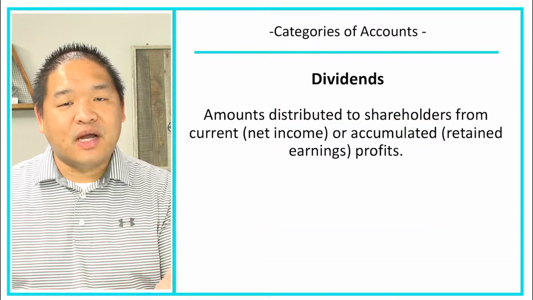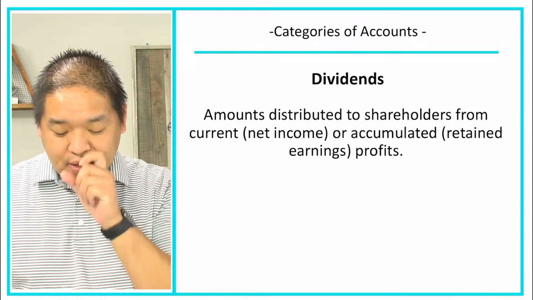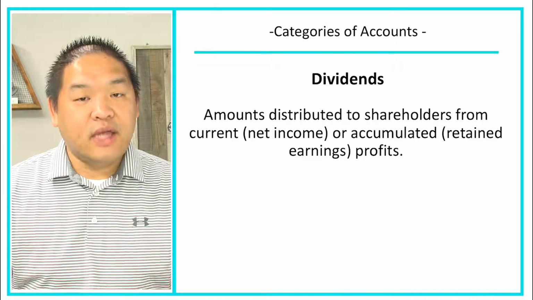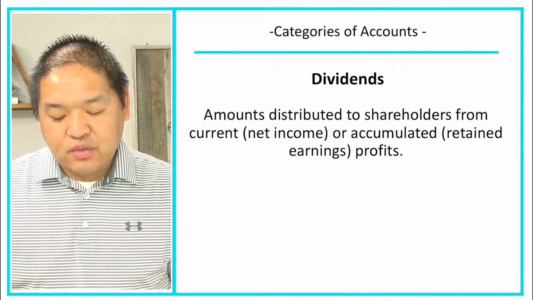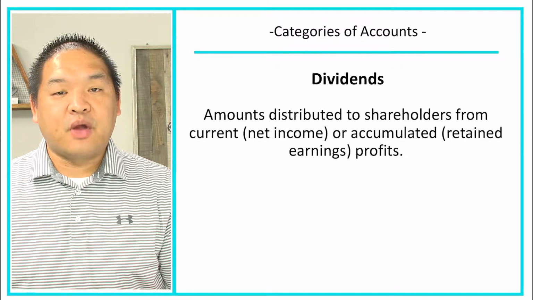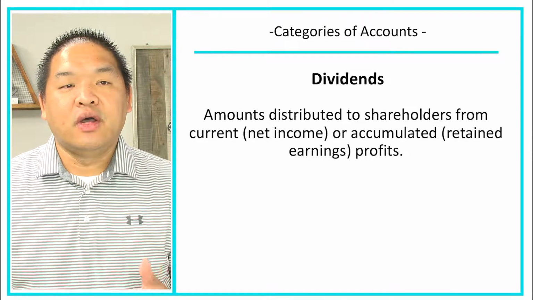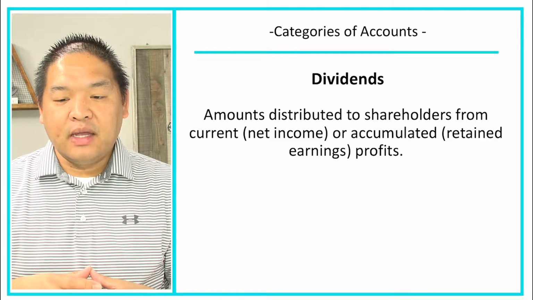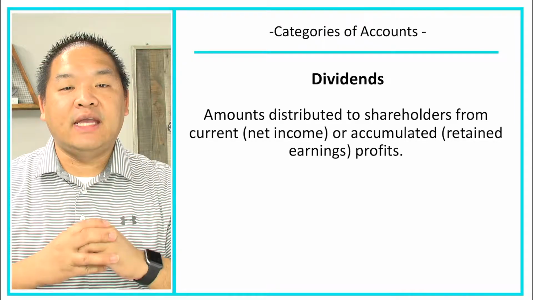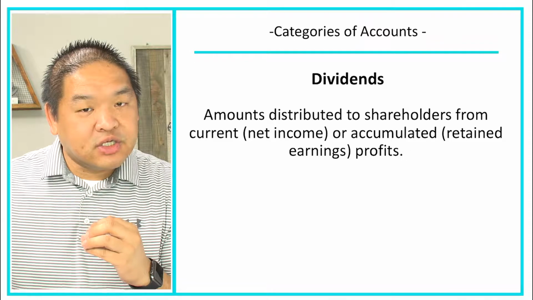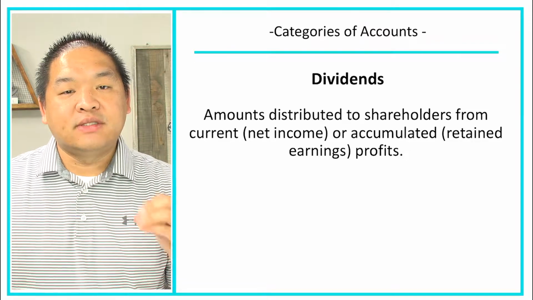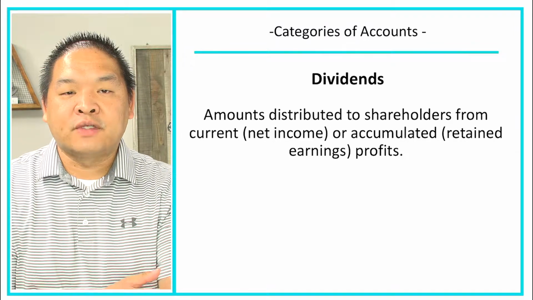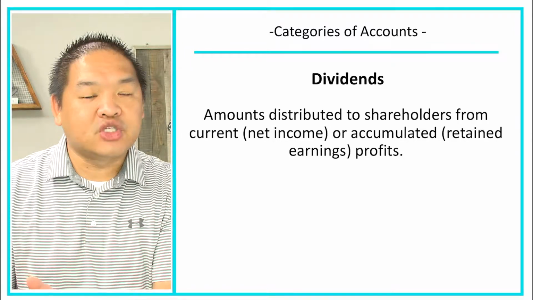Moving on to dividends. We talked about this, but we'll rehash it here. Dividends are amounts distributed to the shareholders from current net income or accumulated profits. Accumulated profits is retained earnings. So the idea of accumulated profits is that that $400 that the company retained, well, that could be distributed back to the shareholders at some point. And when it does, we call that accumulated profits because it's the profits that have been accumulated over time that have not been distributed to shareholders.